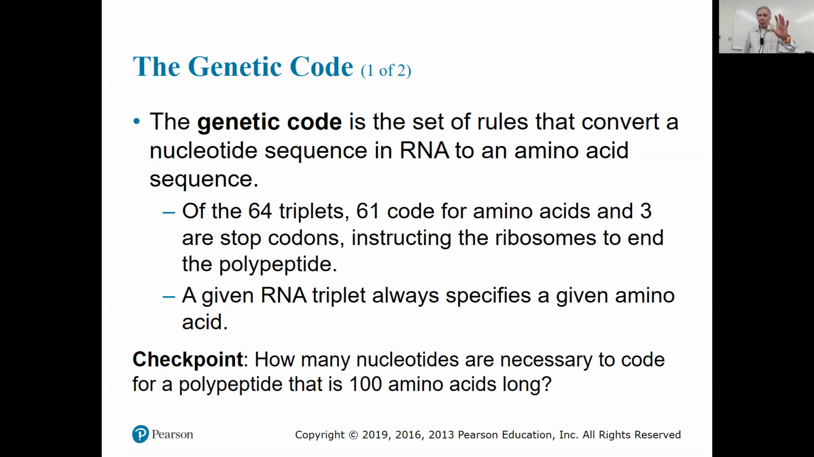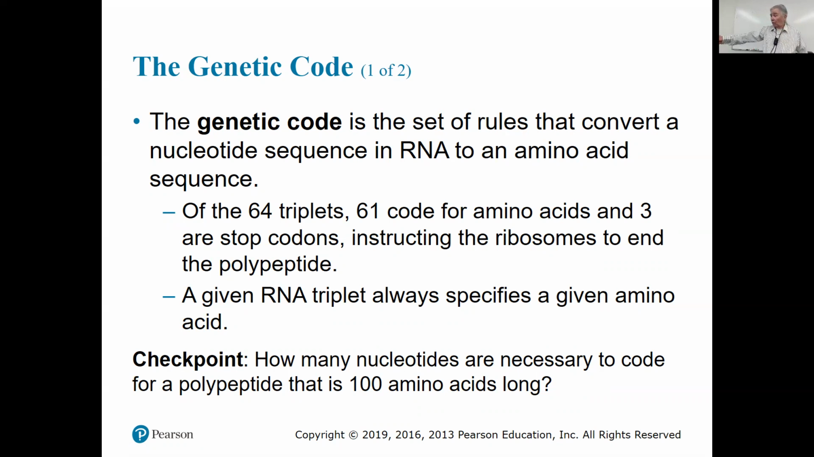What about the capital letter? Well, there's one particular codon that does double duty. It's AUG. It not only codes for the amino acid called methionine, it's also the start codon. So it's the capital letter in the sentence as well. So it does double duty. So a given RNA triplet always specifies a given amino acid.